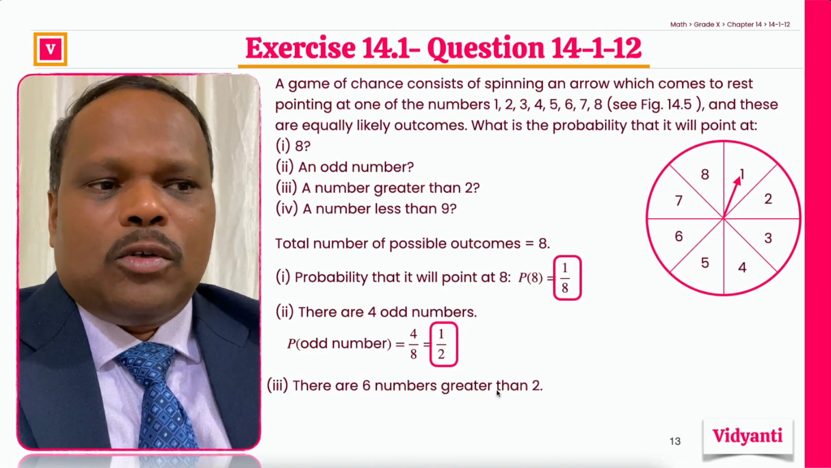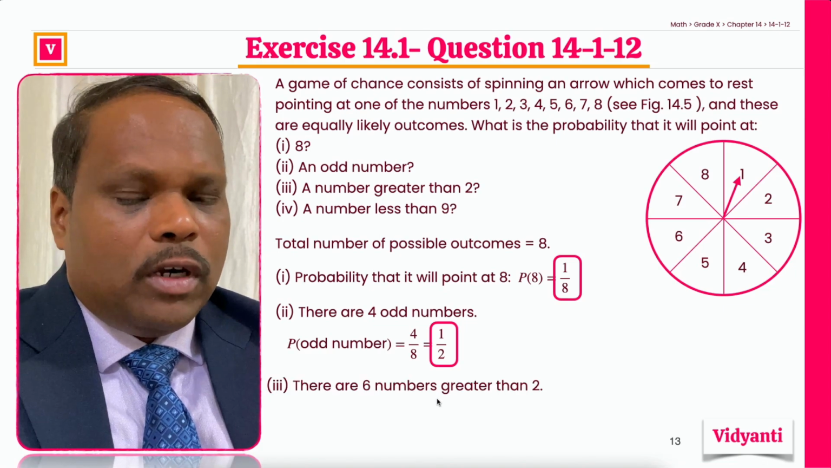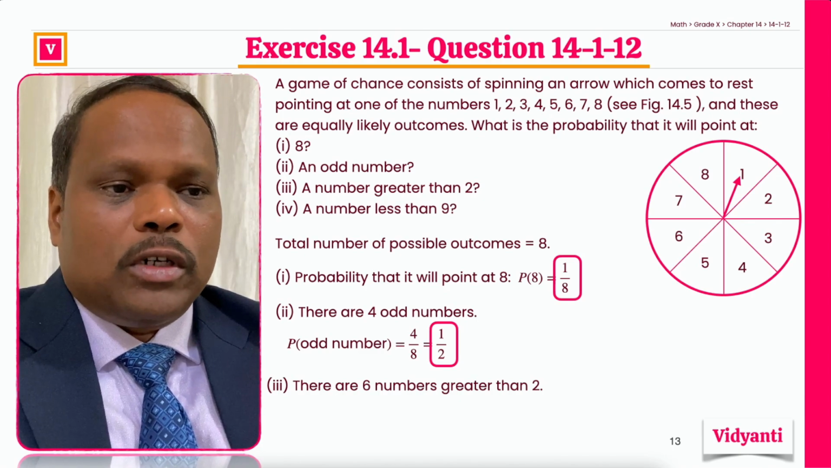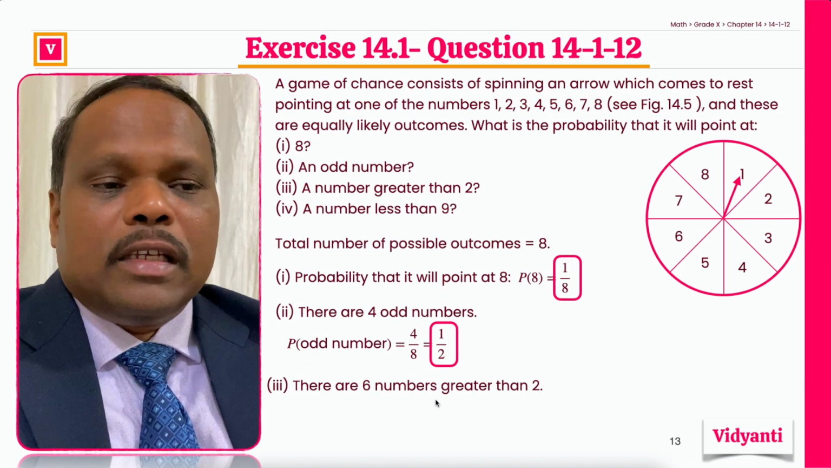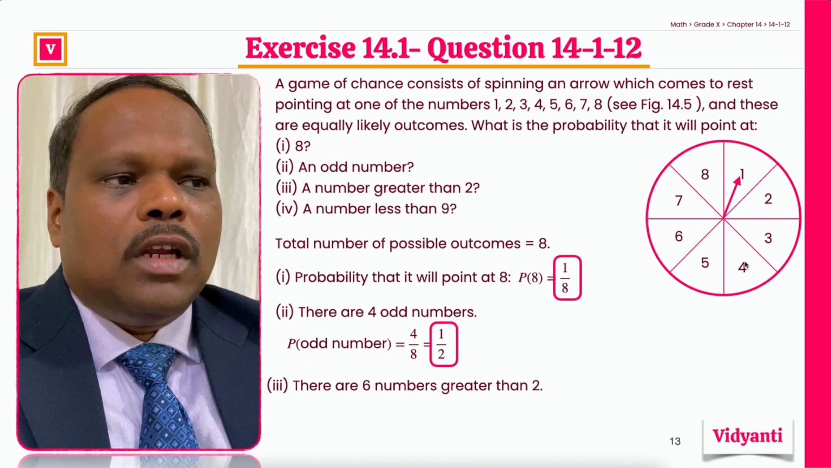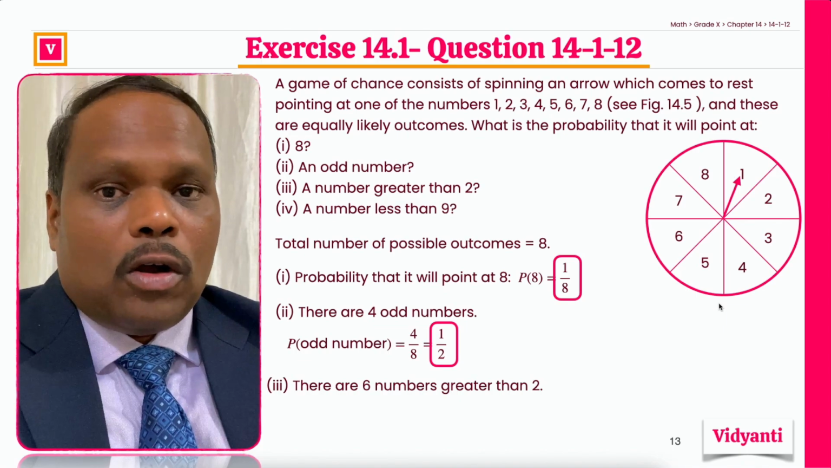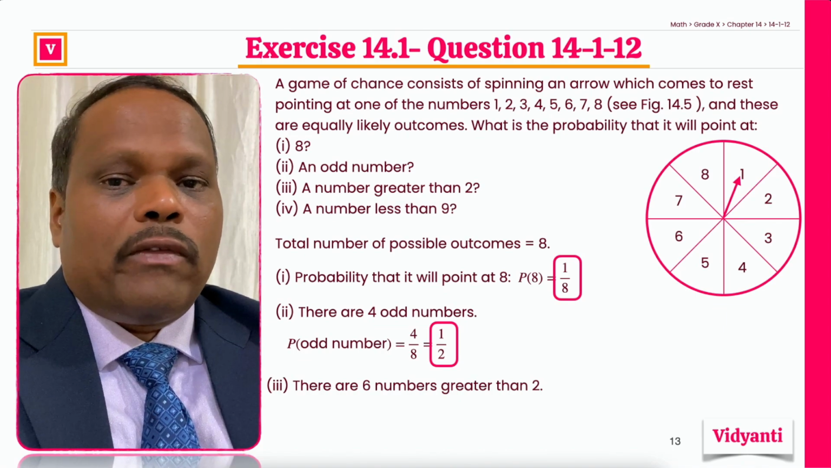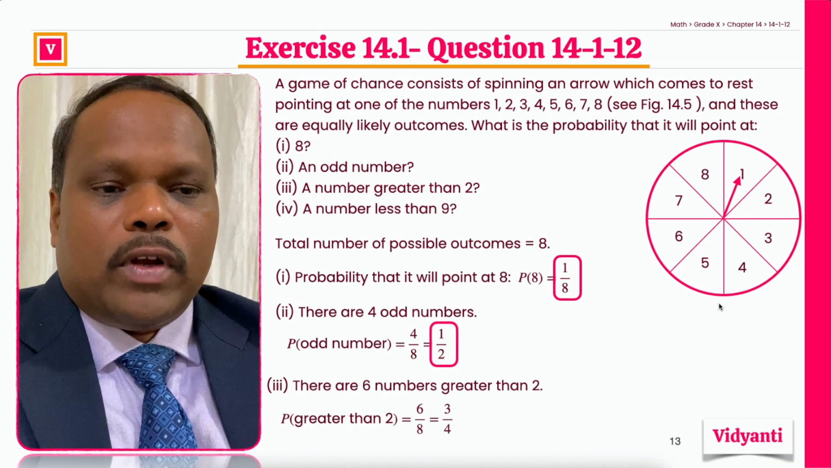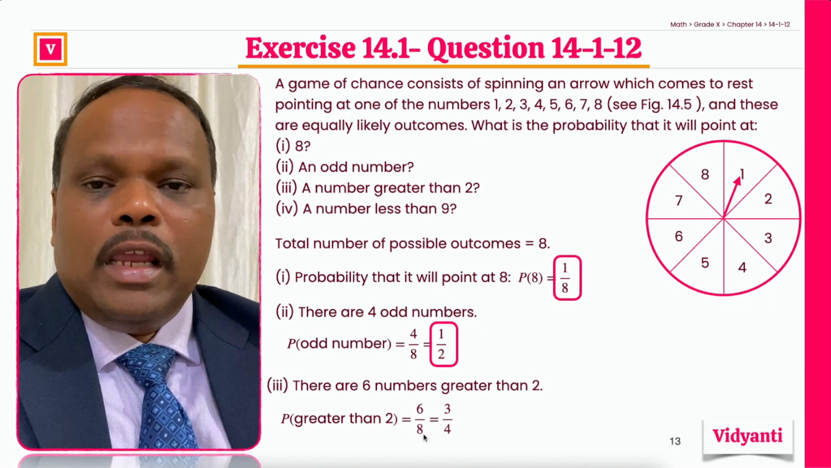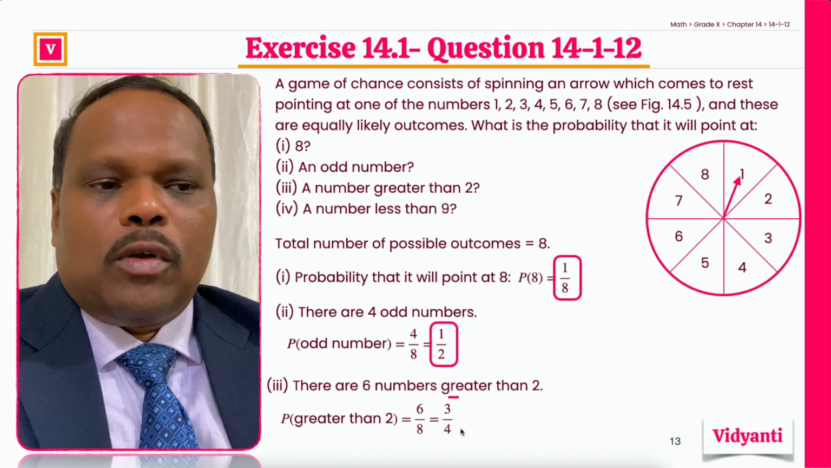Number greater than 2, not equal to 2, not less than 2. So 1 is disqualified, 2 is also disqualified because they are strictly saying greater than 2. How many numbers are there greater than 2? 3, 4, 5, 6, 7, 8. There are altogether 6 numbers which are greater than 2. Out of 8 possibilities, 6 are favorable. So the probability of greater than 2 will be 6, which is favorable, divided by 8, which is total. So 3 upon 4.